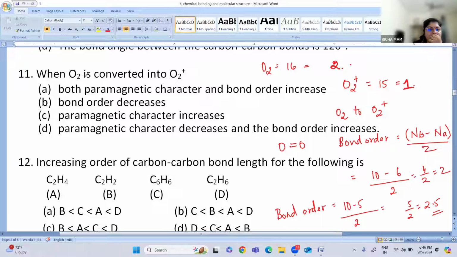So when you are converting from O2 to O2 plus, what is happening to the paramagnetic character? It decreases. And what is happening to the bond order? You can see the bond order is increasing, from 2 for O2 to 2.5 for O2 plus. So paramagnetic character is decreasing and bond order is increasing. Option D is the answer. I hope you are getting it. Okay, let us go for the next one.